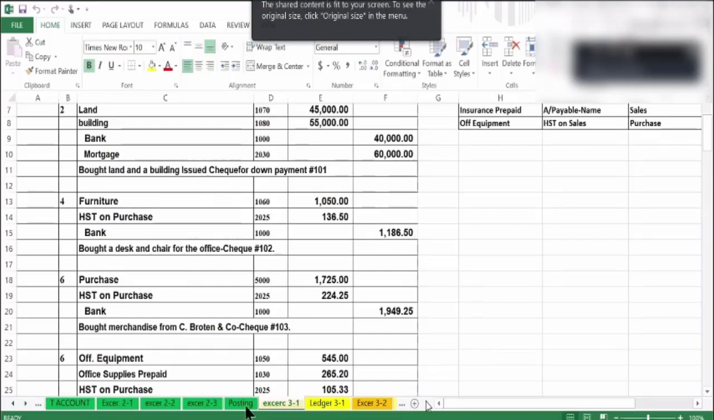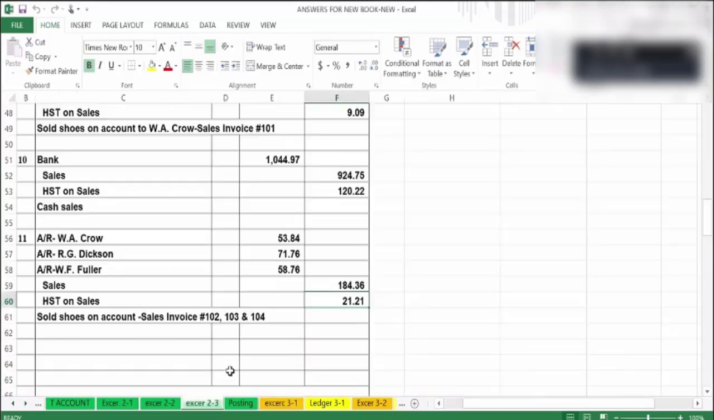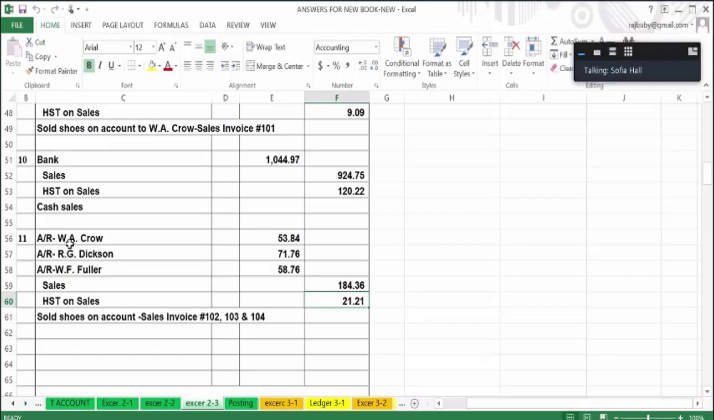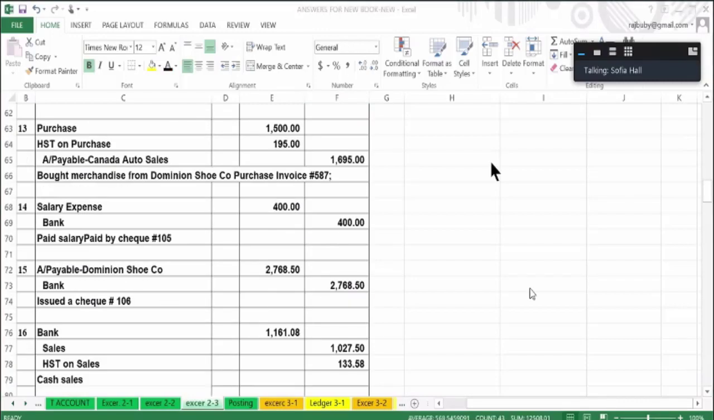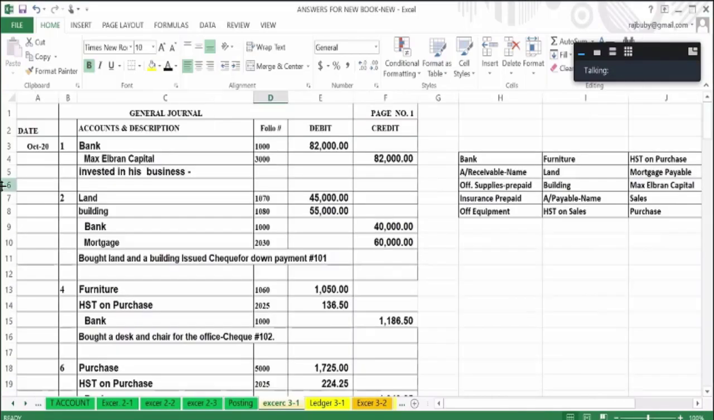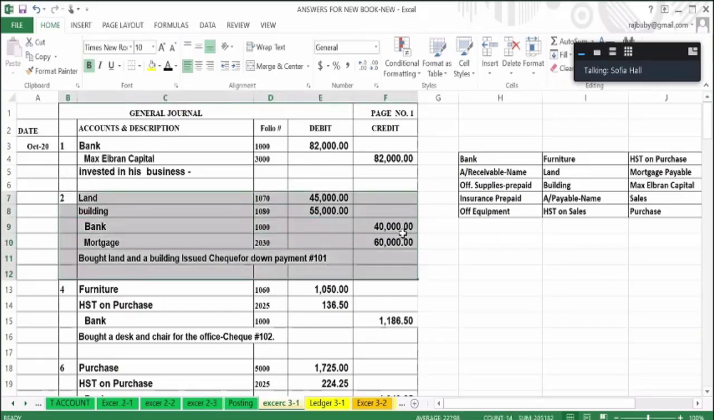Which exercise are you talking about? 2-3, the entry on May 11th. This is the one. I see. The accounts receivable you have to put individually, because you have to know how much each customer paid. The sales and HST you can combine together. We can go to 3-1. That is also a journal. If you do the journal, we can transfer to the ledger.